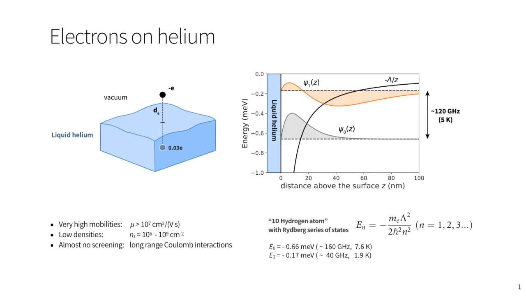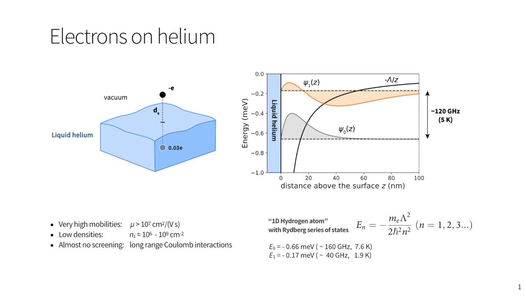Electrons located near the surface of liquid helium experience an attractive force towards the helium surface, but cannot enter into the liquid helium due to a high potential barrier. In this potential well perpendicular to the helium surface, electron energy becomes quantized. The energy spectrum of the electron looks very similar to the hydrogen atom, therefore these states are called Rydberg states.